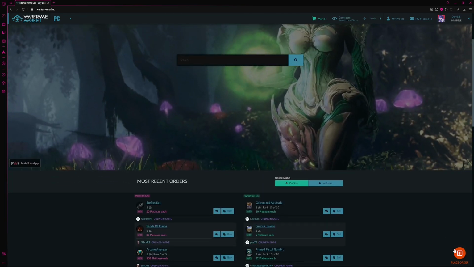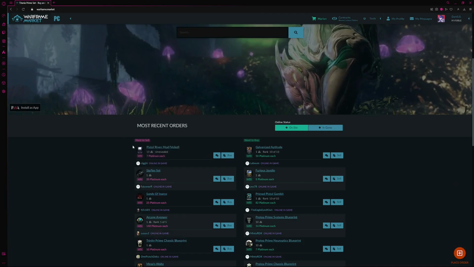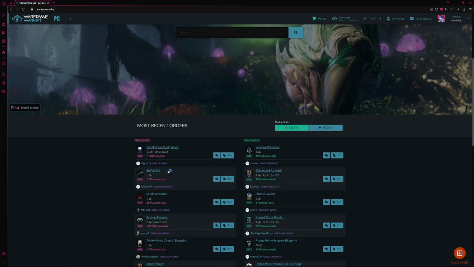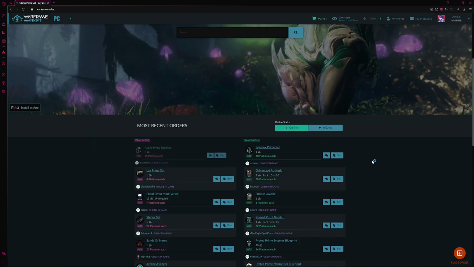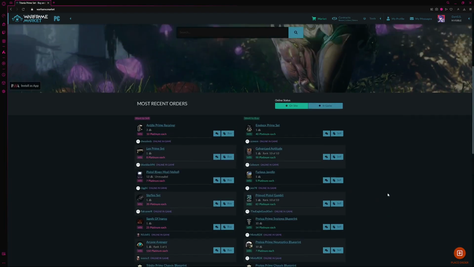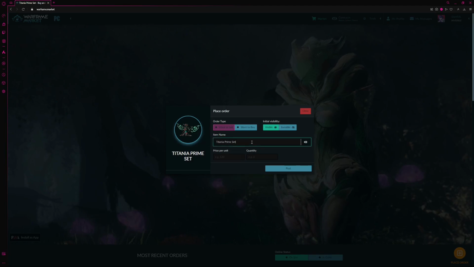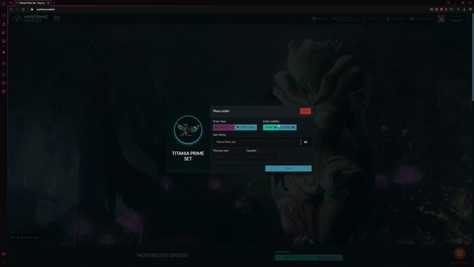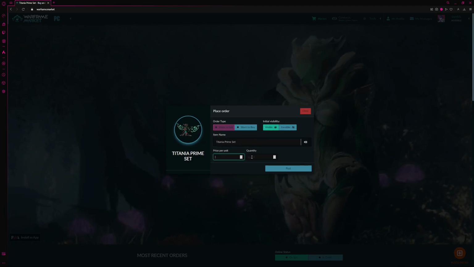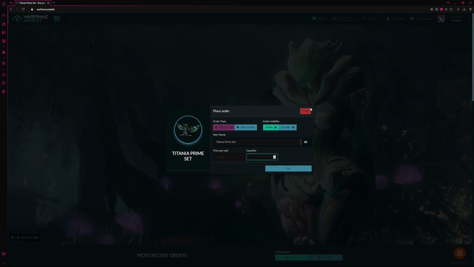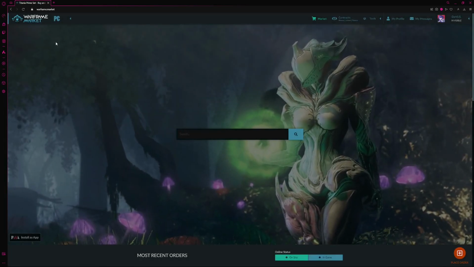I know it says order, but people that are selling stuff will post here, and it counts as an order, and people that want to buy stuff are right here. So for placing an order, say I want Titania Prime, right? This is what's been thrown in here: be visible, price per unit, how many units I have, then posts, and people message me in the in-game chat. I'll show you how this works.